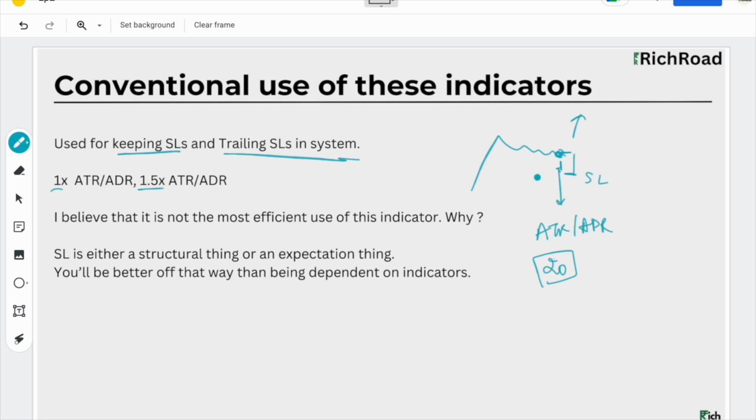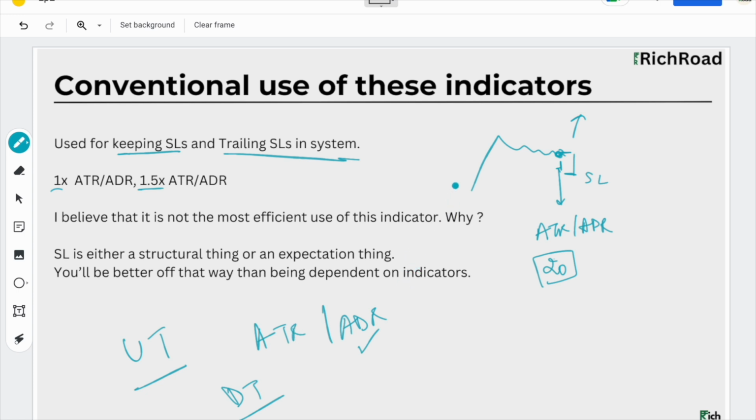Now, I'll ask you a question. If you still want to use conventionally these indicators for keeping stop losses and trailing SLs in the system, are you going to use the ATRs or the ADRs? The answer is pretty simple. It has to be the ADR and not the ATR, provided your stock is in a given trend. If you're buying it is in uptrend, if you're shorting it in the downtrend. I hope that is understood.